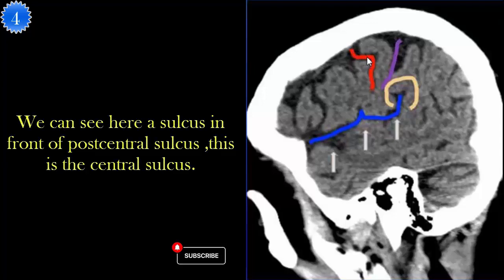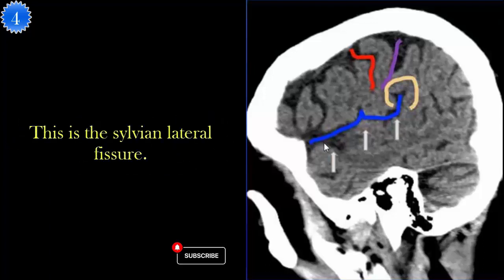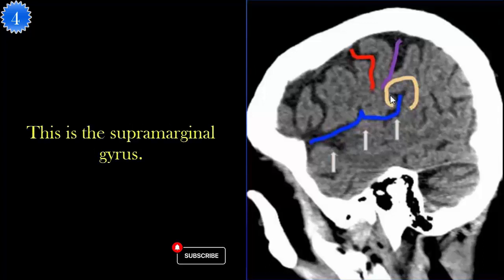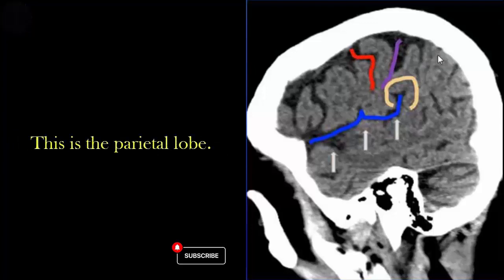This is the central sulcus. This is the Sylvian lateral fissure. This is the supramarginal gyrus. This is the post central sulcus. This is the central sulcus. And this is the parietal lobe.